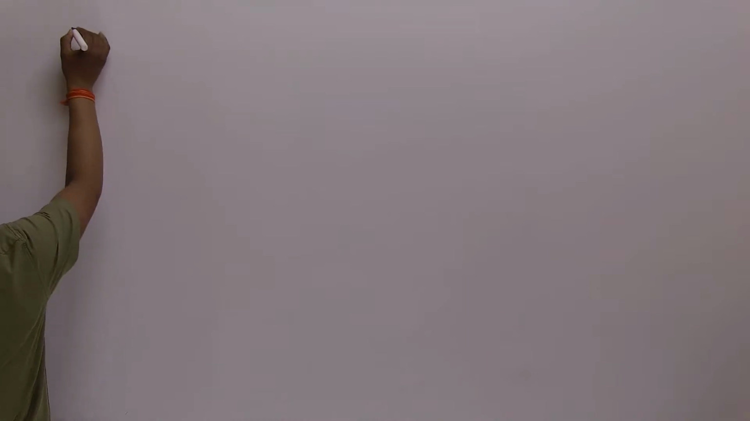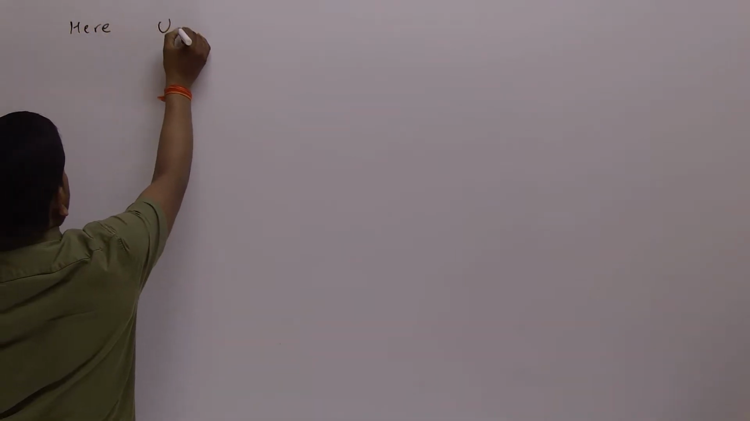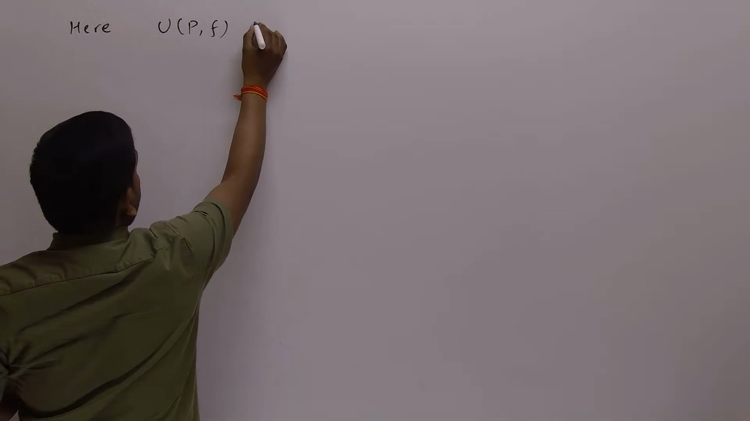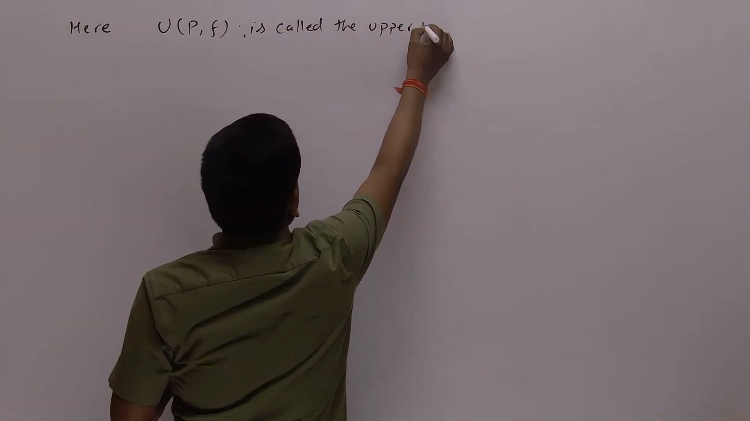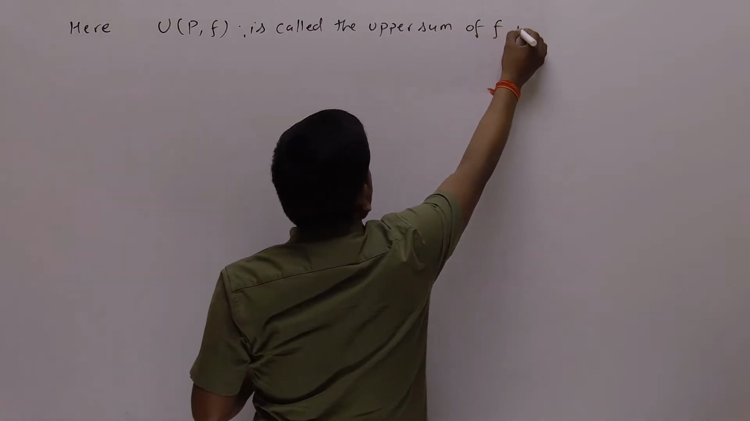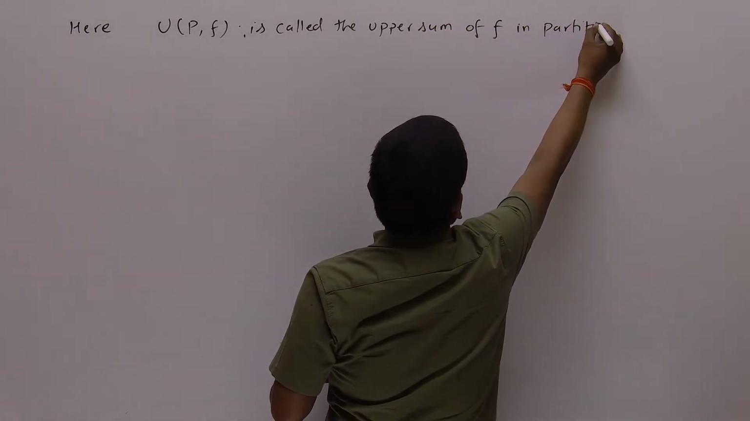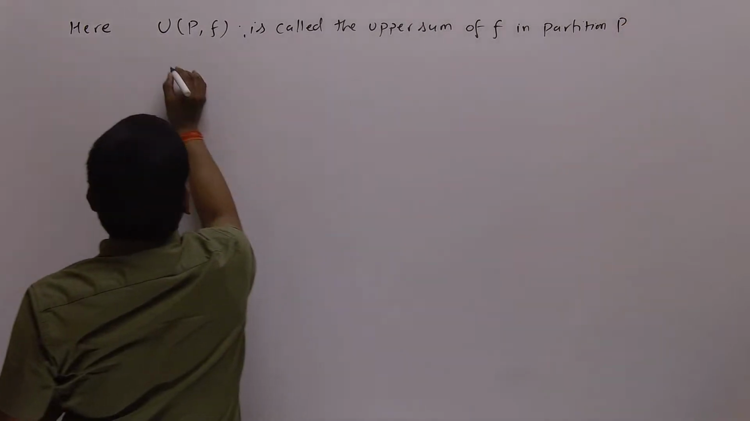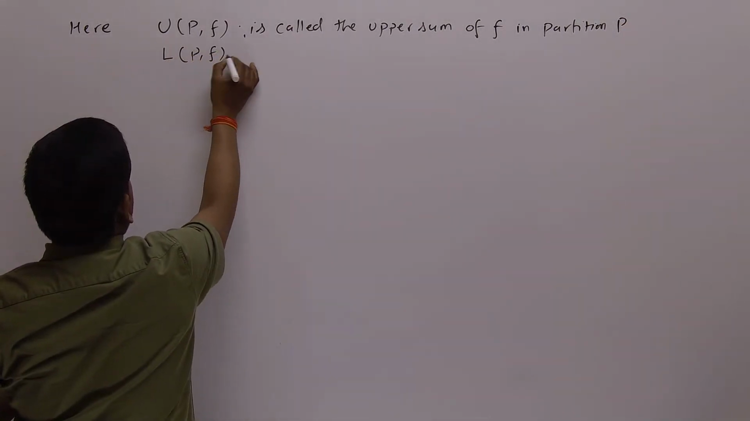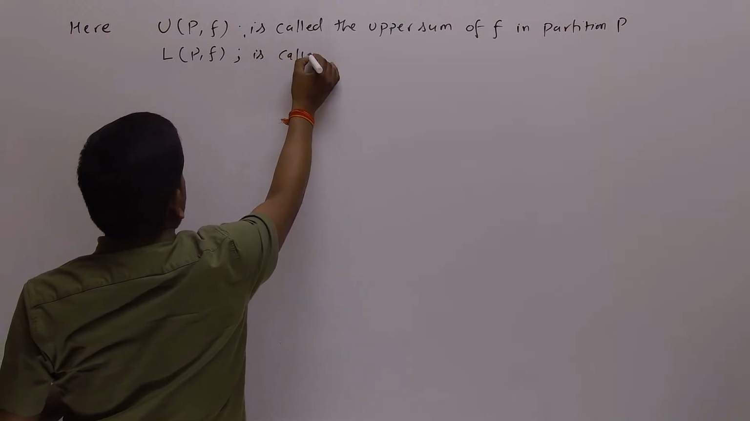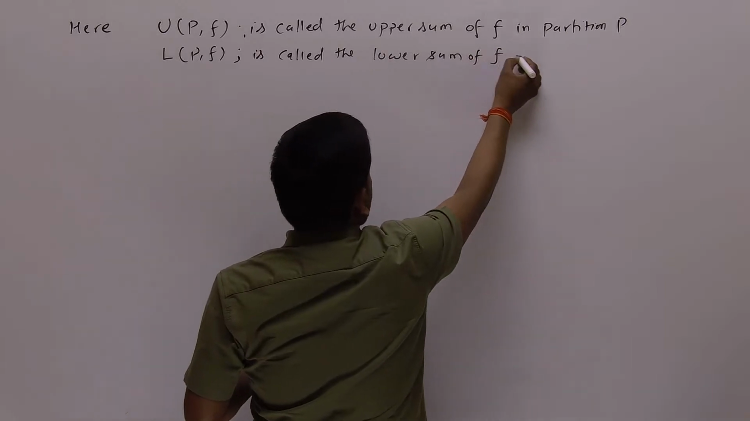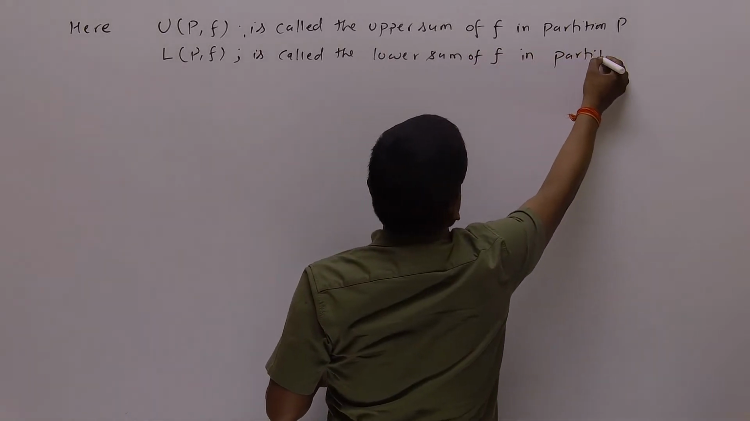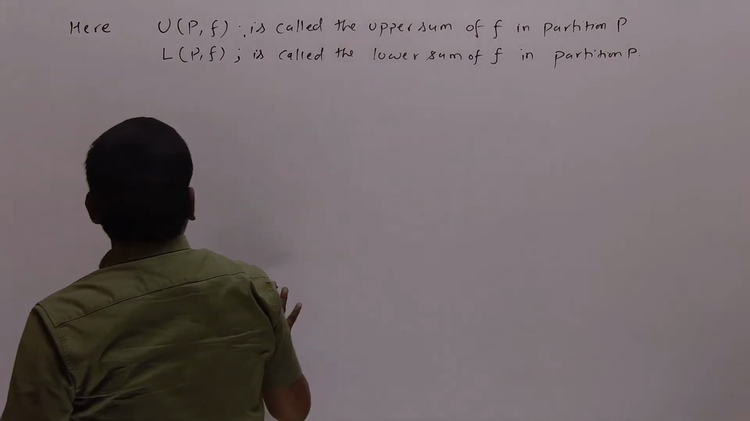अच्छा, पहले तो हम इसको लिख देते हैं लोअर सम नंबर्स. Here, U(P, f), that is called the upper sum of f in the partition P. Okay, L(P, f), that is called the lower sum of f in the partition P. Fair?